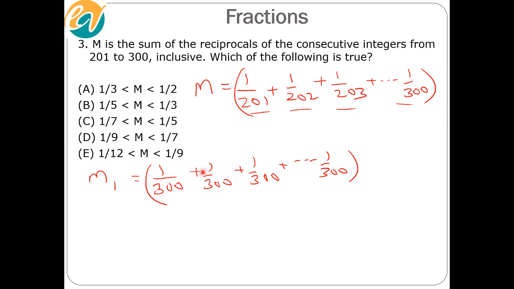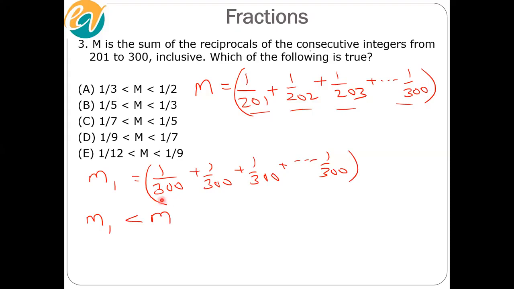Similarly, do you agree that 1 by 300 is smaller than 1 upon 202? Similarly, this third term is smaller than this. In other words, every term in this is smaller than every corresponding term of this. Are you with me, guys? Right? So M1 overall would be smaller than M, because every term here is smaller than every corresponding term of M. So which means M1 will be smaller than M.